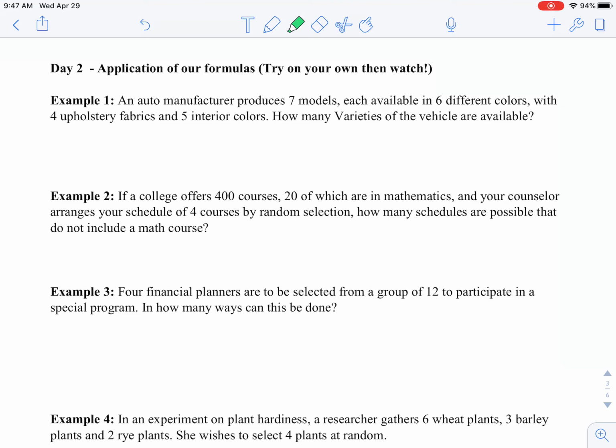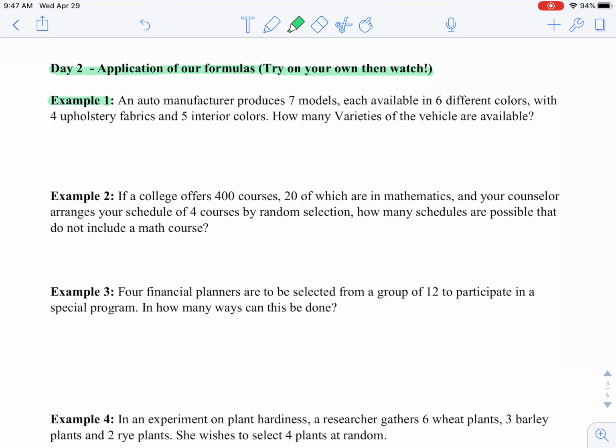Okay, so today we're going to go over the problems for day 2. Again, I want you to try these on your own. So if you haven't tried these yet, try them first, and then you can come back and watch the video. I'm going to post the answer key first, so you can check the answer key, see if you got them right. If you got any wrong, you can go back and watch this video to figure out what the mistakes were. So day 2, application of our formulas, try on your own, then watch this.